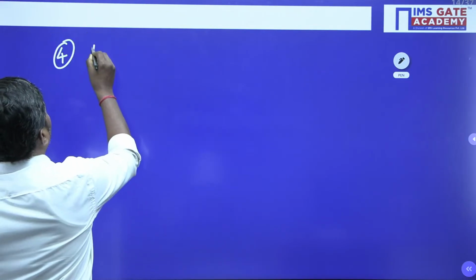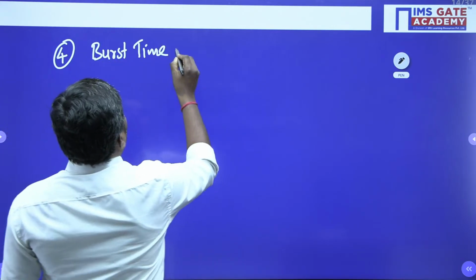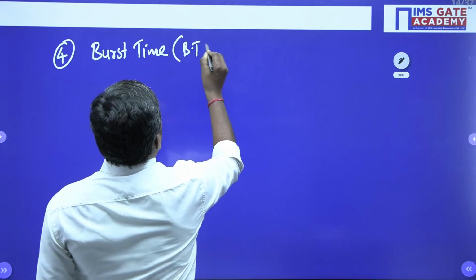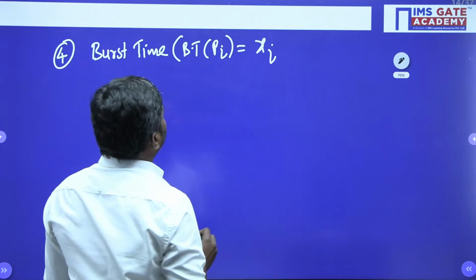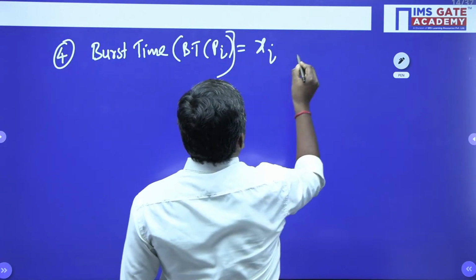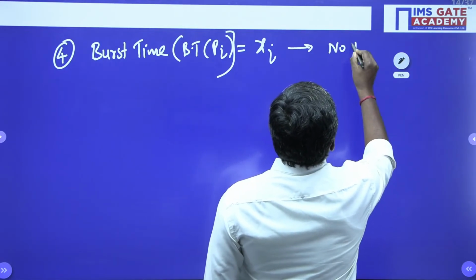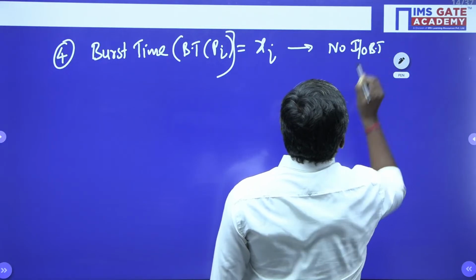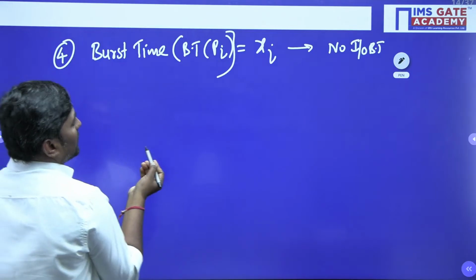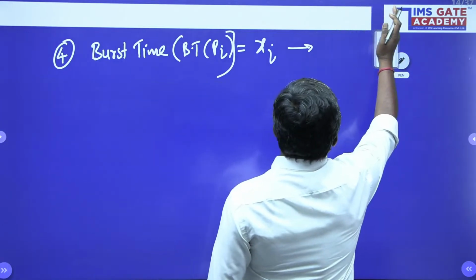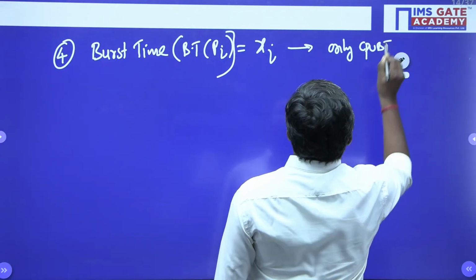Next, the fourth one, I am taking burst time. BT of process Pi, I am taking as Xi. Please observe, Xi means what? The burst time with no IO burst time. Burst time is not there, simply I am taking only the CPU burst time.